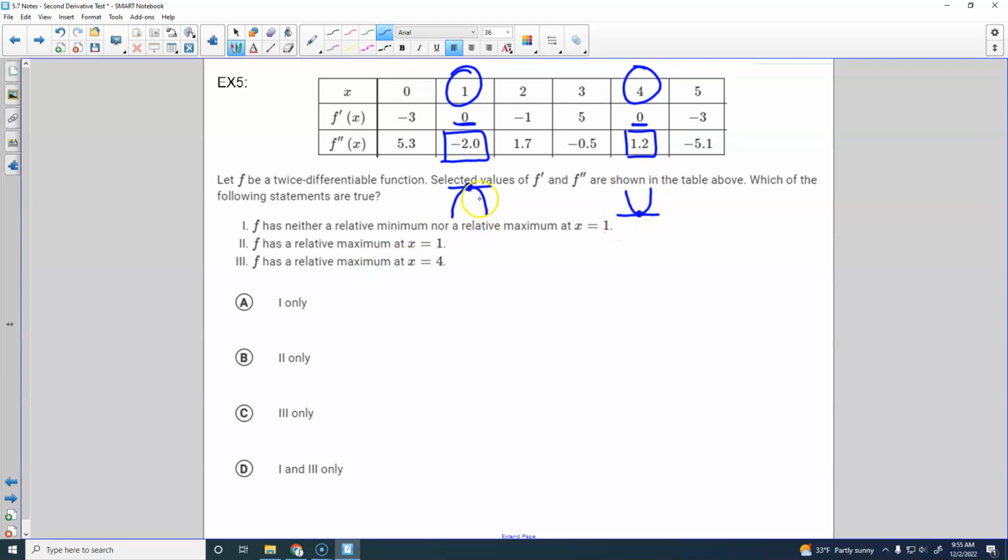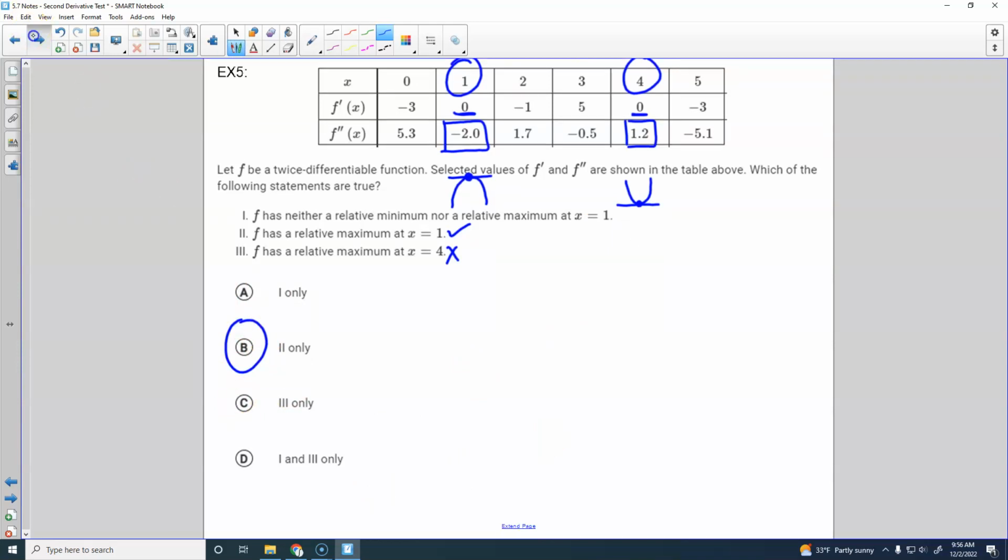So maximum at 1 is true. Maximum at 4, is that true? No. We have a minimum at 4. And neither maximum nor minimum at 1, obviously 1 and 2 cannot be true at the same time. So we would just have 1 as true. I'm sorry. Yes, sorry. That's one of those things when you get your test back, you really regret your stupidity if you see it.